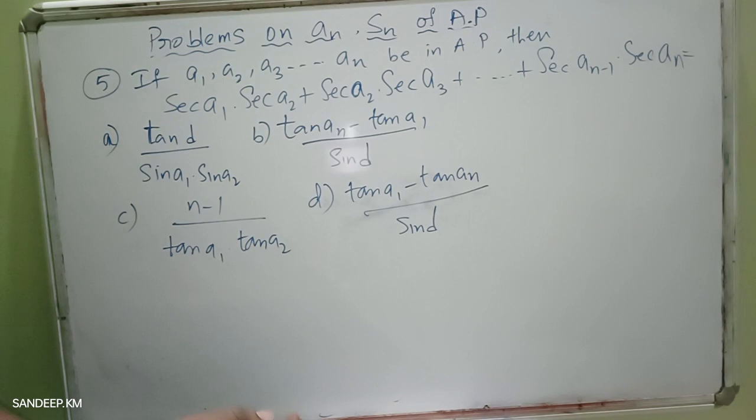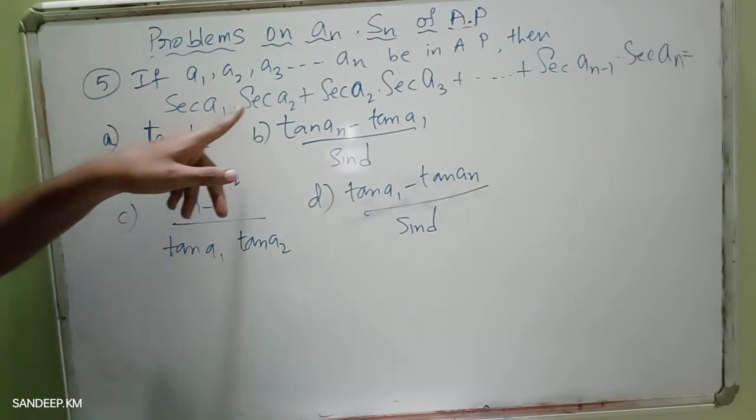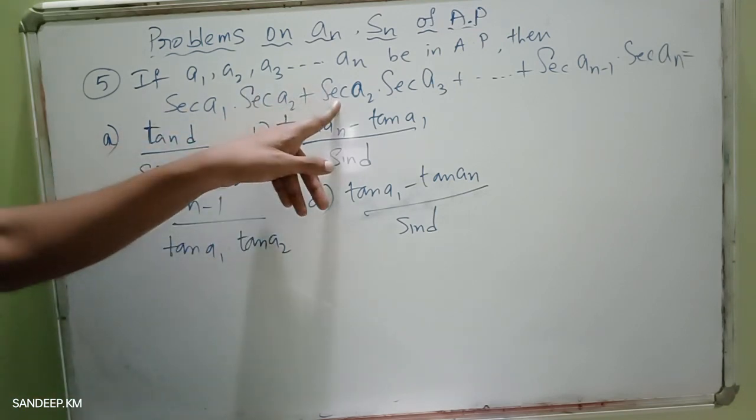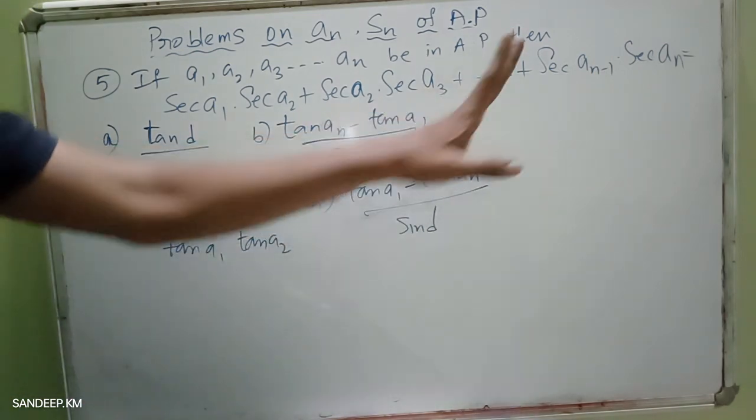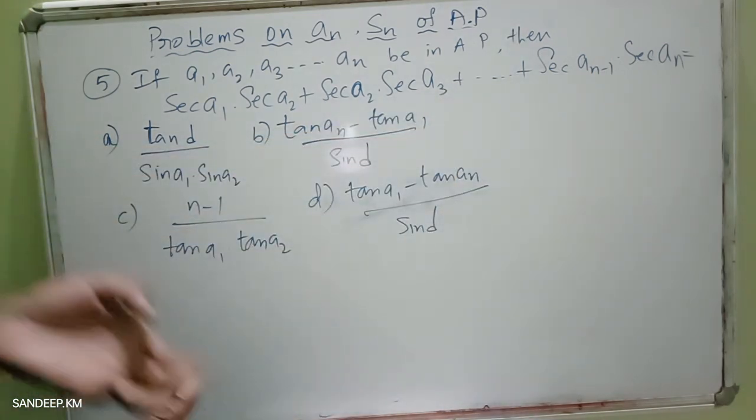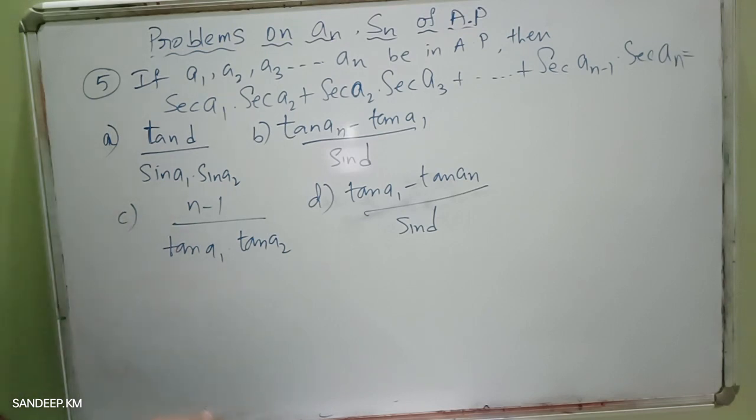Yes, fifth question. If a1, a2, a3 and so on, an are in AP, then what is secant of a1 into secant of a2 plus secant of a2 into secant of a3 and so on, secant of an minus 1 into secant of an. Of course, a question that comes under progressions and also trigonometry, correct? So kind of advanced level model, but solution is very easy. Just observe carefully. So which option is correct, they are asking. Okay, if you have noted the question, I will erase it and I will solve it.